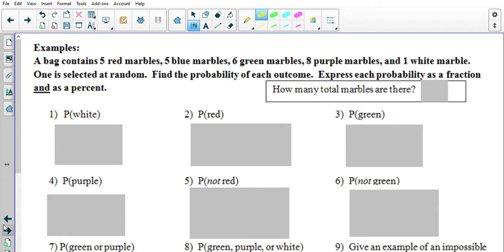So a bag contains 5 red marbles, 5 blue marbles, 6 green marbles, 8 purple marbles, and 1 white marble. One is selected at random, meaning without any sort of preference. Find the probability of each outcome. Express each probability as a fraction and as a percent. We'll talk about how to do that. The first thing you want to do is count up how many total marbles there are, and you want to make sure you do that correct or all of the parts are going to be incorrect. So take a moment, count up how many marbles there are.